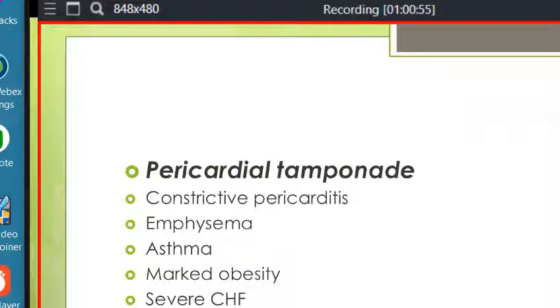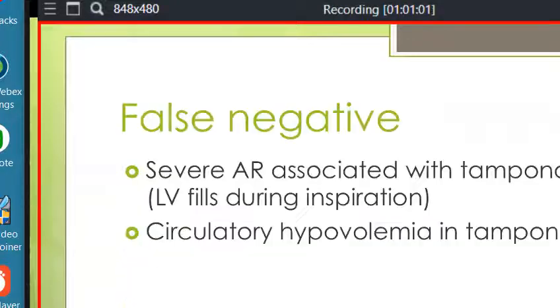And this is seen in pericardial tamponade, constrictive pericarditis, emphysema, asthma, marked obesity, and severe congestive heart failure. You can have false negatives in patients with tamponade. In severe aortic regurgitation, there will be no fall in the pressure during inspiration. Similarly, in circulatory hypovolemia, and in some cases of tamponade, there will be no fall in pressure during inspiration.